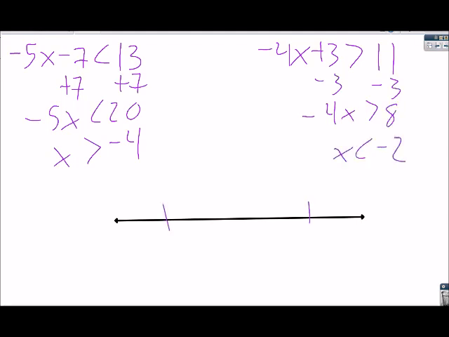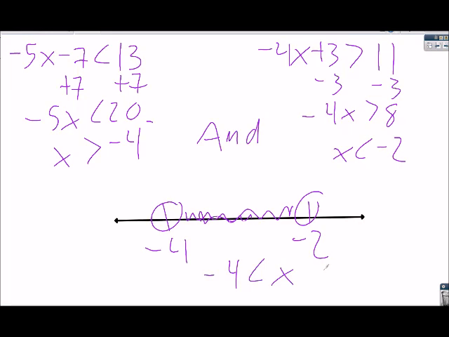Now that I have my numbers in question, I'm just going to put them on the number line. So I have -4, -2, and this one says any number that is bigger than -4, so it's open dot and bigger, and then this says open dot and smaller, and they meet in the middle. So this would be an AND statement. So I'm going to write -4 and -2 with x in the middle.